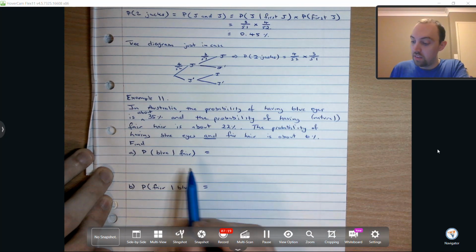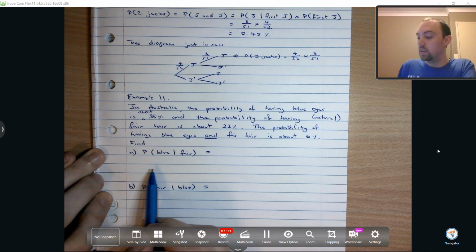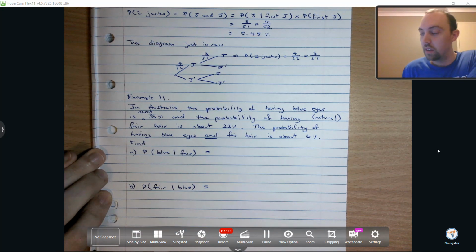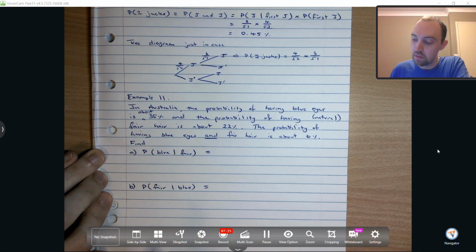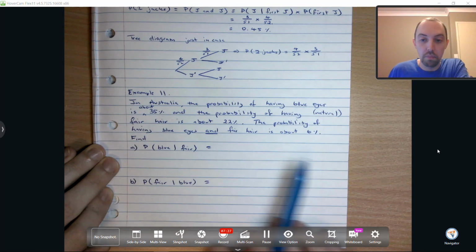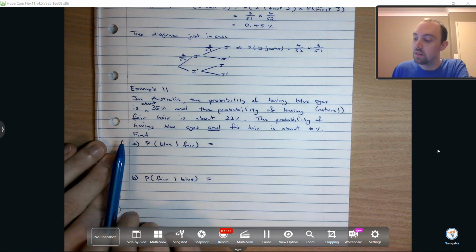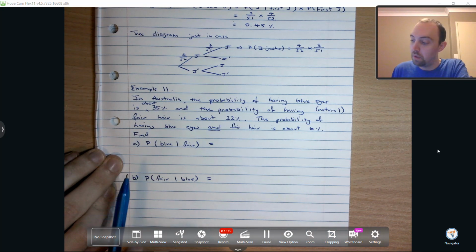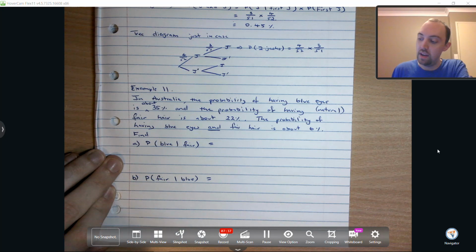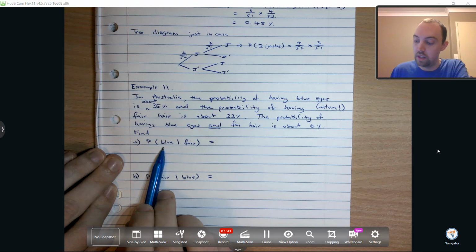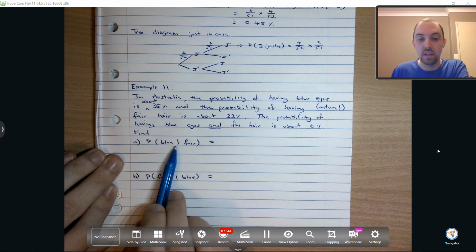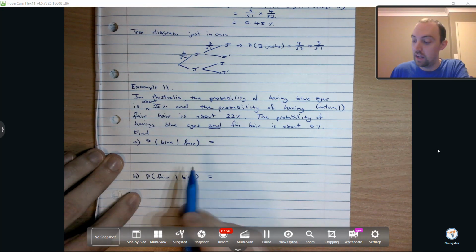And then our last example, we're actually going to use the conditional probability formula. In Australia, the probability of having blue eyes is about 35%, and the probability of having natural fair hair is about 22%. The probability of having blue eyes and fair hair is about 6%, and we're trying to find the probability of having blue eyes given that they have fair hair.